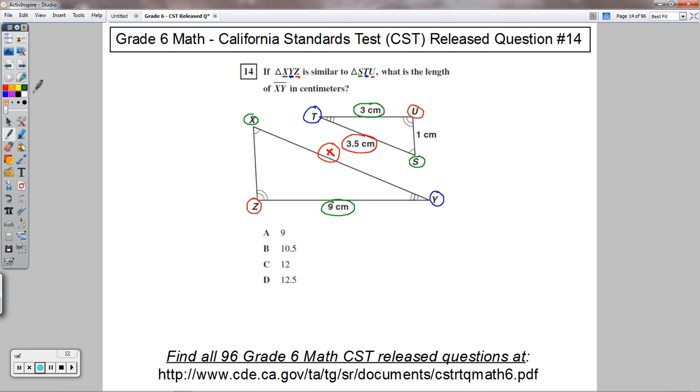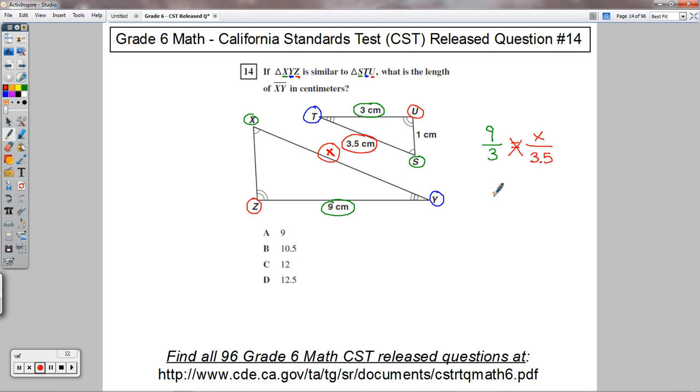So let's set up a proportion now. I know that 9 over 3 would have to equal, and I went from big triangle to small triangle, so I have to keep that comparison going this way, X over 3.5. So this is going to allow me now to solve for X. I can cross multiply, solve for X, which represents the length of segment XY.